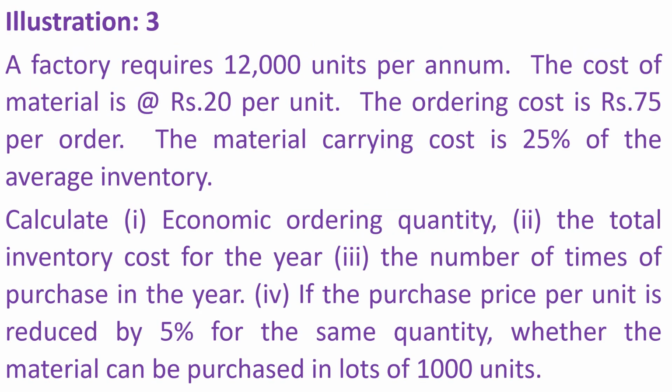Illustration 3. A factory requires 12,000 units per annum. The cost of material is 20 rupees per unit. The ordering cost is 75 rupees per order. The material carrying cost is 25% of the average inventory. Calculate 1. Economic ordering quantity, 2. The total inventory cost for the year, 3. The number of times of purchase in the year, 4. If the purchase price per unit is reduced by 5% for the same quantity, whether the material can be purchased in lots of 1,000 units.